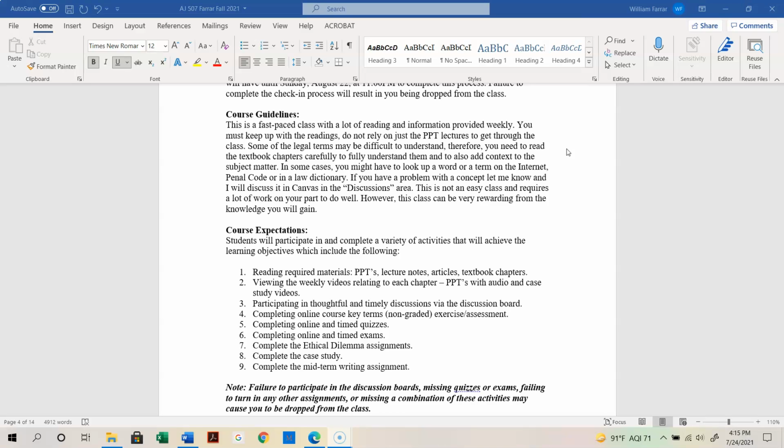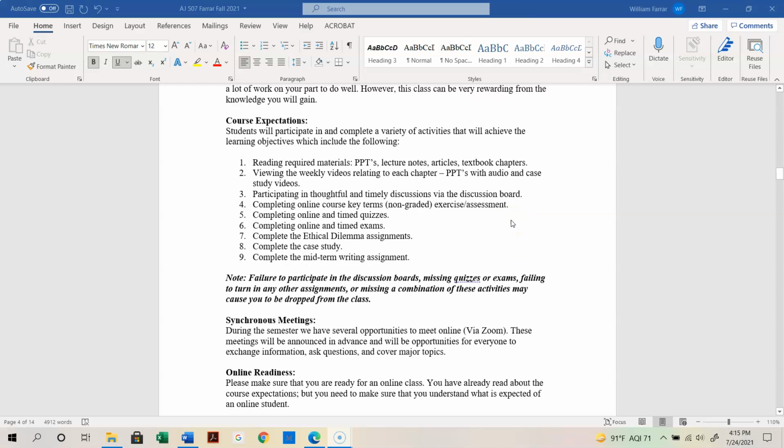So what then are some of the course expectations? Well, students will participate in and complete a variety of activities that will achieve the learning objectives, that long list of objectives that we saw in the first couple pages of the syllabus. So what are these things that we really need to do? Number 1, read the required materials. Go through the PowerPoints. Go through the lecture notes. Go through the introduction text at the beginning of each module. Read any articles that are posted and read your textbook chapters.